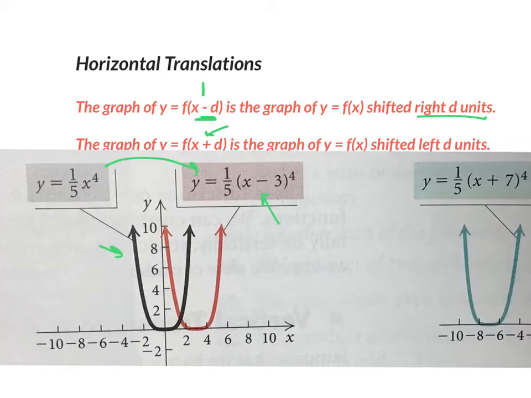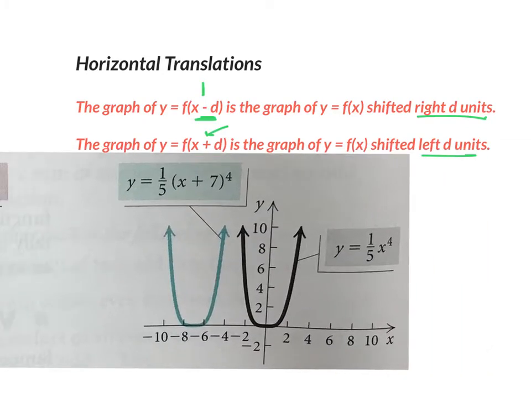All right, look at the other one. The other one is they put the same black picture again, but this time they put a plus 7 inside. Look what happened to the graph. The whole thing got shifted left 7, or translated negative 7.